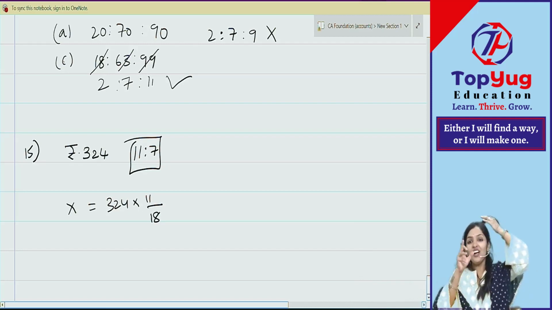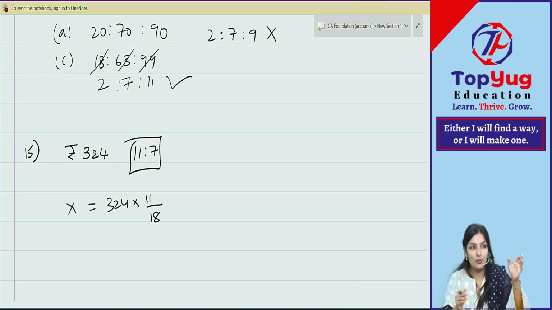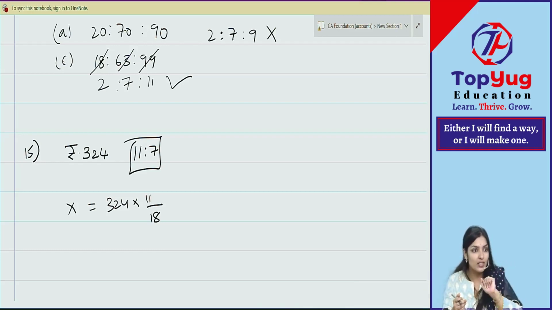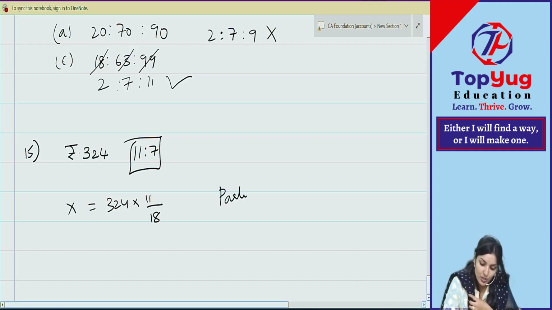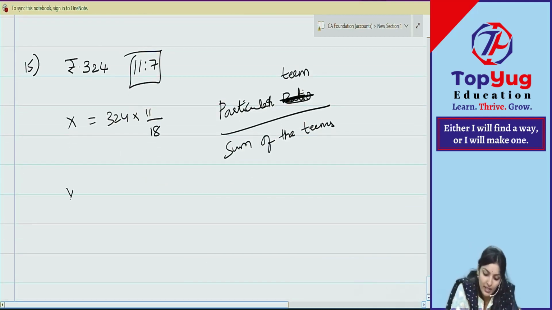Partnership. You know, that's what happens every time in the exam also. How many of you have learned partnership? Almost everyone. So now, suppose you and me are there and someone is dividing in the ratio 2 is to 3. Mine is 2, yours is 3. So mine is how much part? 2 by 5. Yours is 3 by 5. Means particular term divided by sum of the terms. Right? Similarly, y would get how much? 324 into 7 by 18.